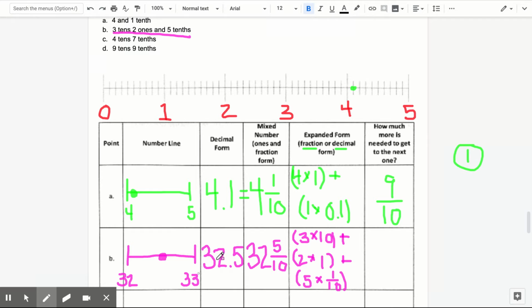That also helps me figure out how much more is needed to get to the next one, because if 5 is halfway, that means I'm 5 away from the next whole. So I would write that as 5/10 away.